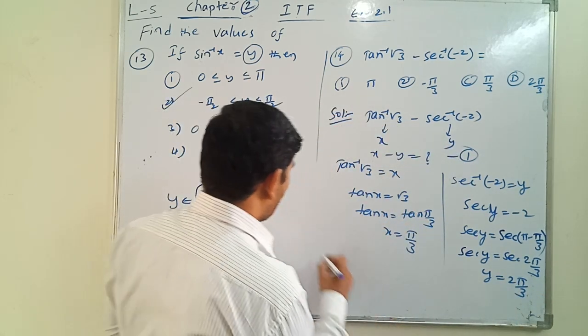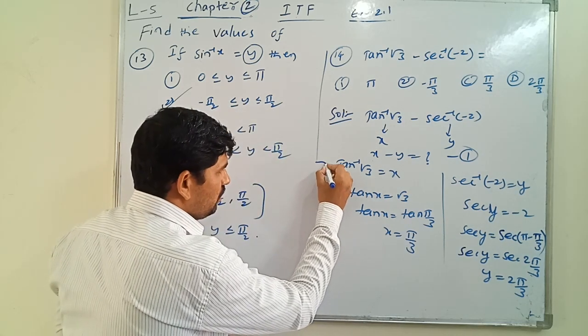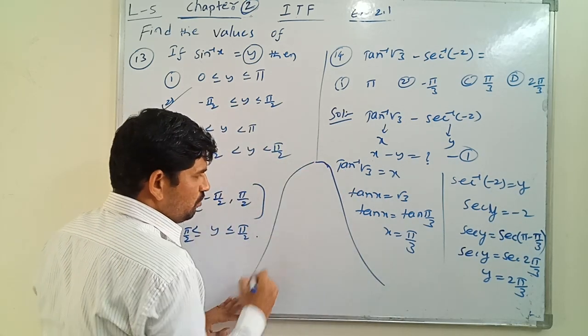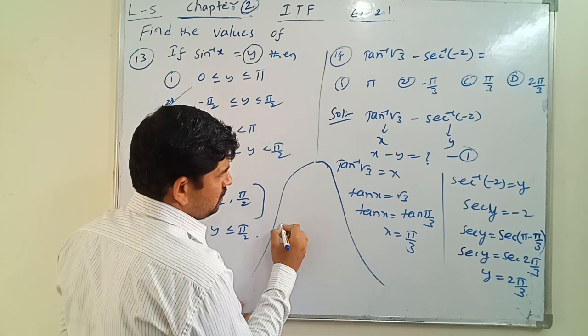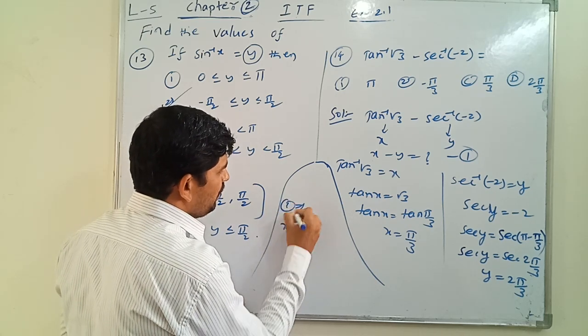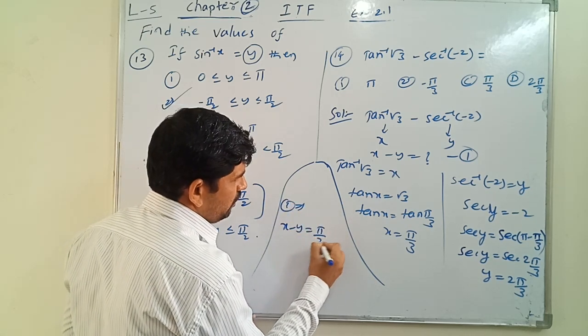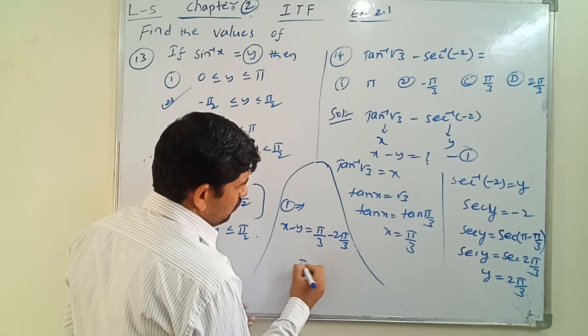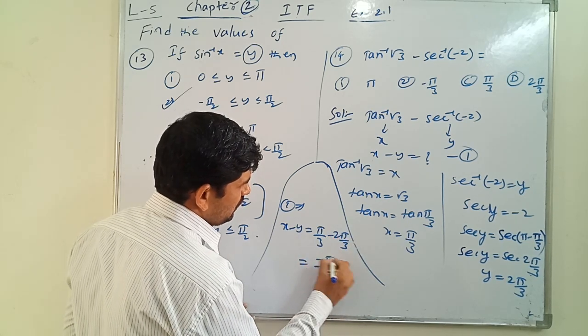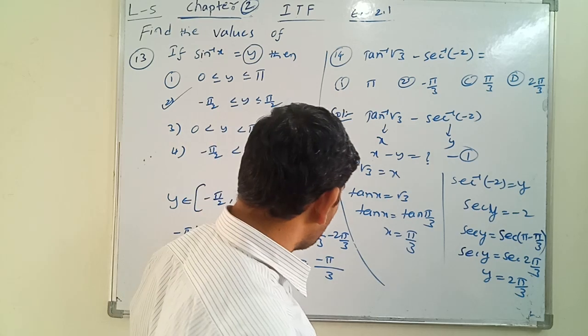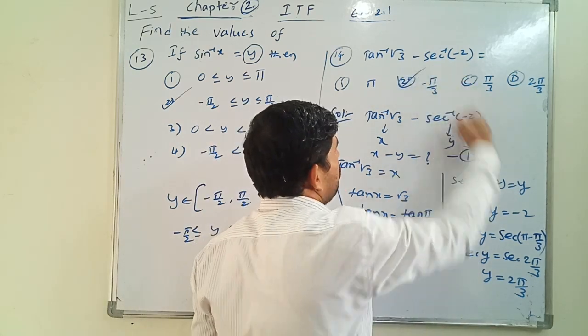So x minus y, from equation number 1, I will write here. All of you able to see? Now x minus y is equal to pi by 3 minus 2 pi by 3. By taking the LCM 3, it will be minus pi by 3. See which option has minus pi by 3? That is again the second option.